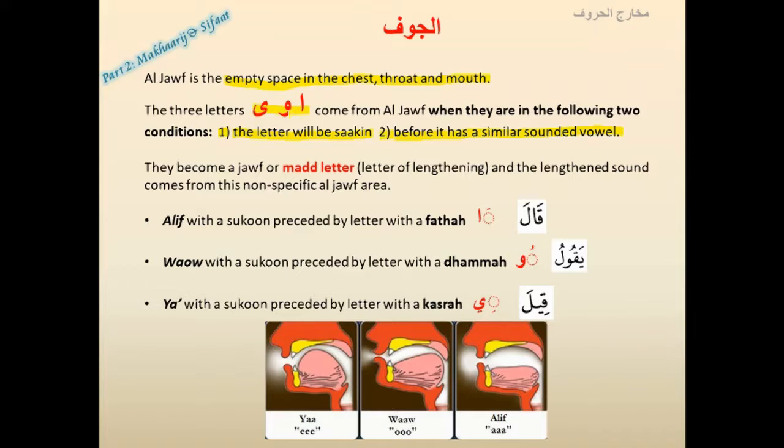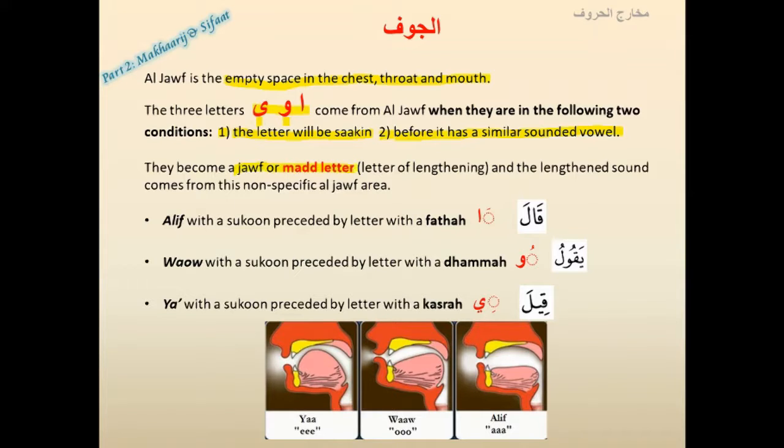Otherwise, if you look at these letters Alif, Waw, Ya, they have their own articulation points, their own makhraj, except for Alif. We'll come back to Alif inshallah, but Waw and Ya have their own makhraj. So when Waw and Ya have a haraka on them, they come from their original makhraj. For Waw it is the lips, for Ya it's the middle of the tongue. But it's only when they appear empty in the Mus'haf, with nothing on them, with these 2 conditions, that these letters will be sakin and have a similar sounded vowel. So the Waw will have a dhamma and the Ya a kasra preceding it. Then these sounds will be coming from al-Jawf, and they become a mud letter.